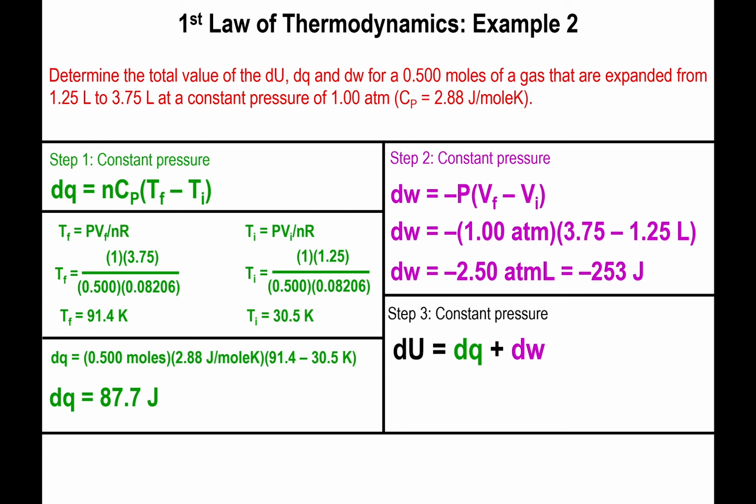All right, so now that we have the heat and we have the work, we simply combine them together. We have 87.7 joules for the heat and we have negative 253 joules for the work. So we add them together and we find out that the internal energy is negative 165 joules. All right, and by doing all of that, we have gotten the heat, the work, and the internal energy. So this is a little bit more work because you have to perform actual calculations for heat, actual calculations for work, and then utilize that to get the internal energy itself.